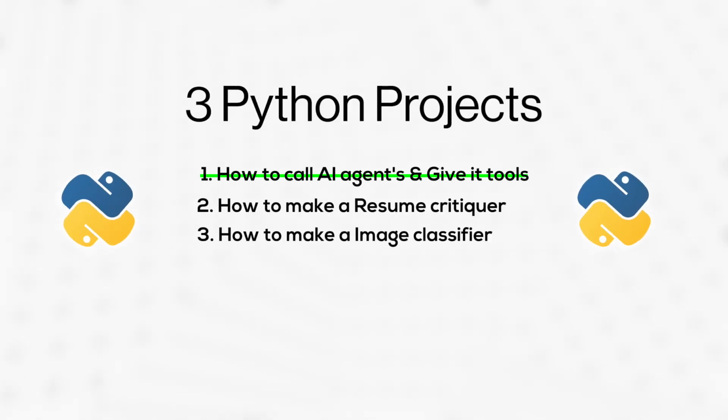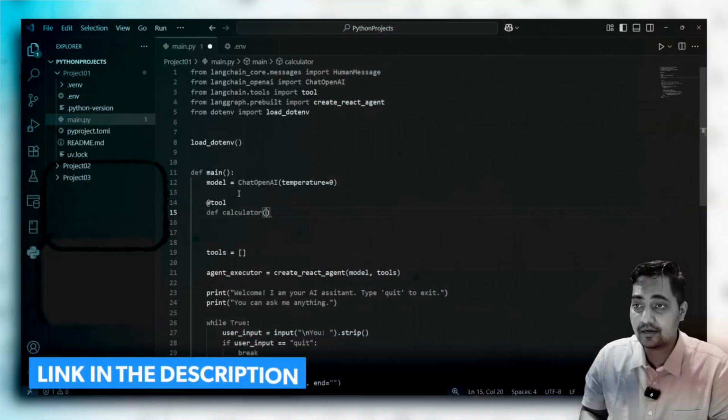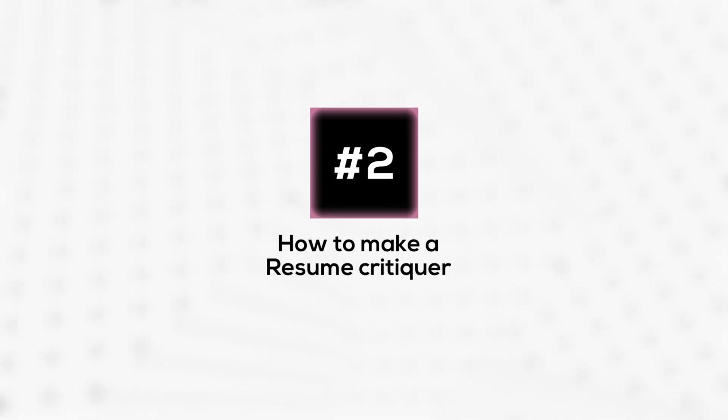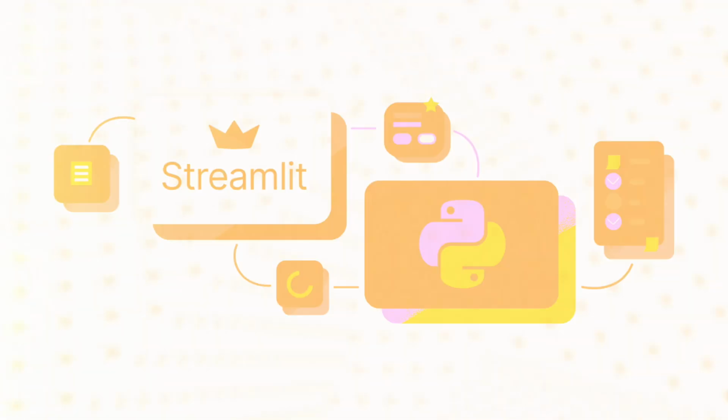My name is Aman, and if you've been following so far, we have completed project 1 where we have made an AI agent in Python and we have given it some tools to do some particular task. Welcome to project 2 where we are going to expand on this. In project 2, I'm going to use something called Streamlit to do some more tasks as well. In this particular project, I'm going to make a resume critiquer.